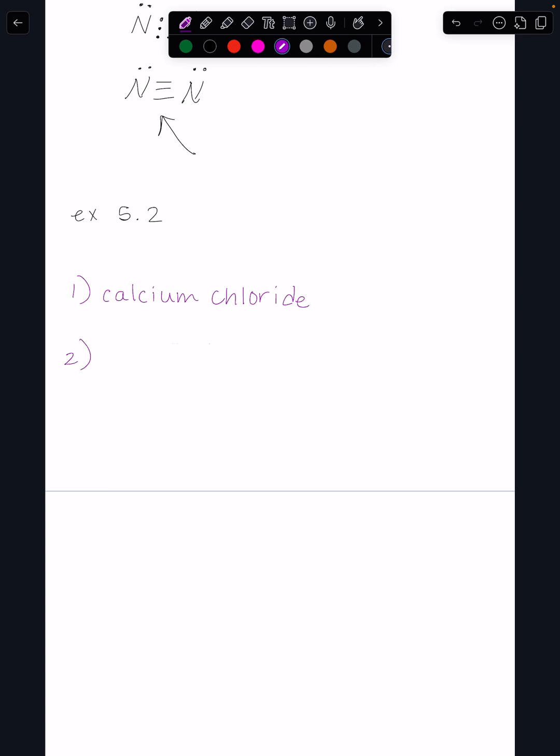And then 2. Let me think. Something for you guys to do. I'll do another question in a minute. So I need the chemical formula for this compound. And now example 5.2.